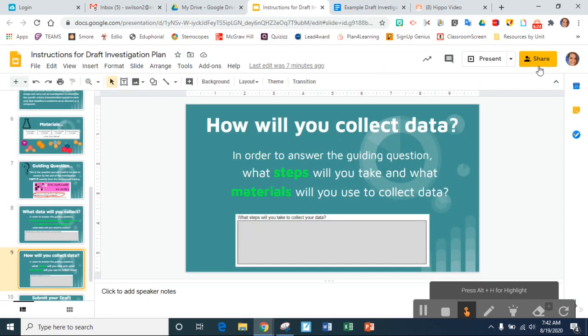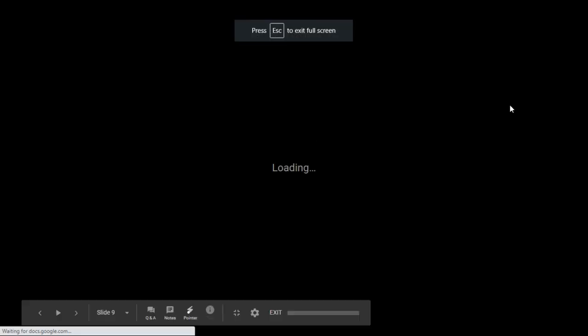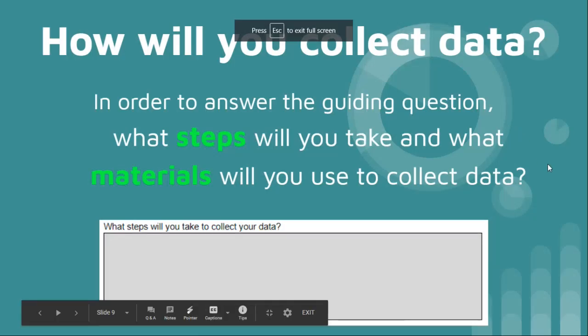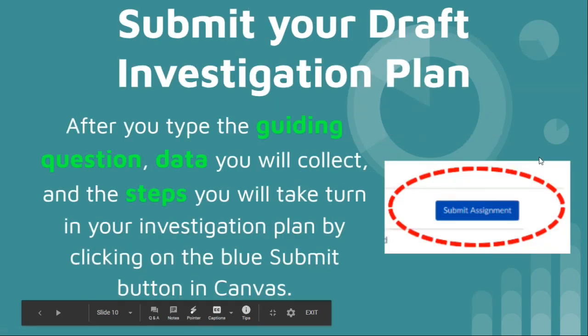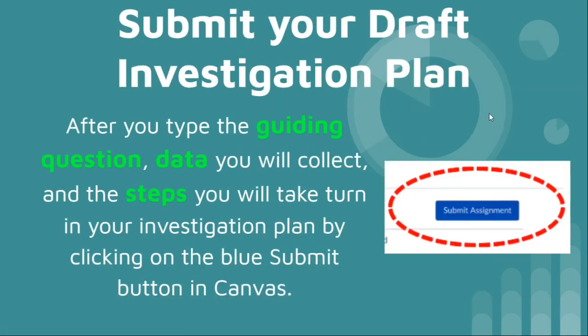After you've written the steps and included the materials that you will use to collect your data, you are ready to submit your investigation plan. So make sure that you go back to Canvas and click on the blue Submit button in order to turn in your investigation plan. As you're working through your investigation plan today, if you have any questions, please reach out to your teacher so that we can assist you. We're available all day long by email to guide you through this process. Look forward to seeing you guys tomorrow on our Zoom.